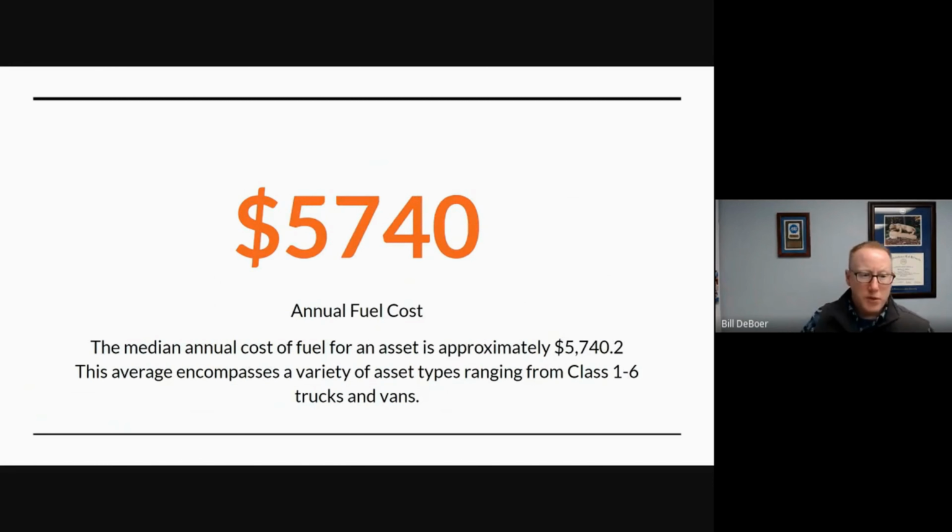Annual fuel costs: the median annual fuel cost is $5,700, and this is typically for class 1 to 6 trucks and vans. So this is an average fuel cost if you're operating your fleet on an annual basis. This is what you would be expecting to spend.